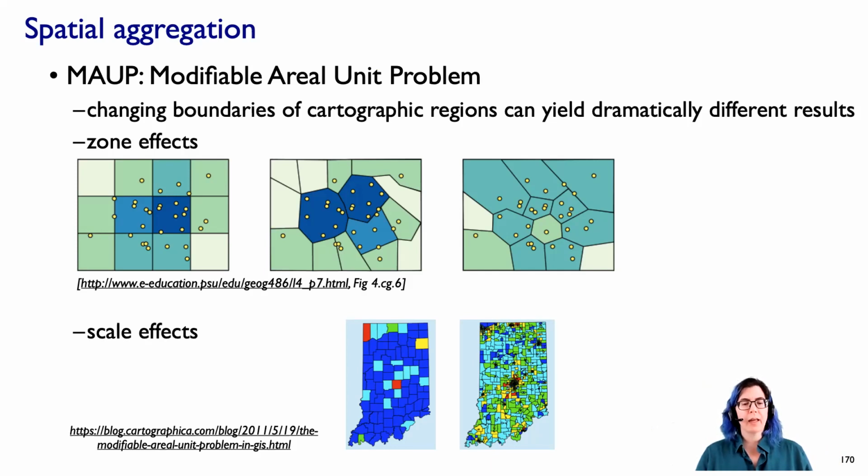We can also see scale effects, where depending on the size of the regions that you're chopping things up into, again, you can get a dramatically different sense of a data set simply according to the granularity that you're looking at. So aggregation has a lot of nuances and trickiness, particularly for spatial data.